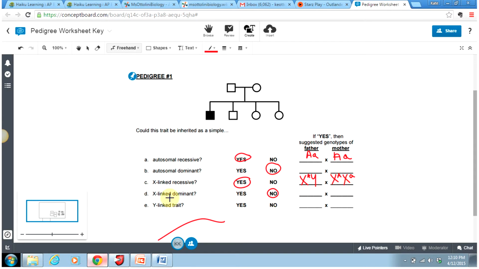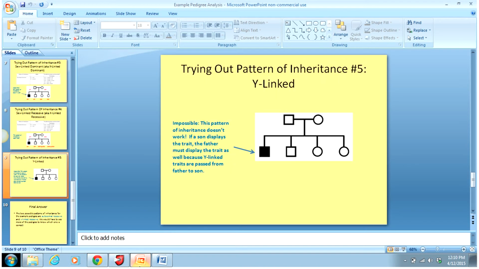The only other pattern of inheritance that we need to check for is Y-linked, which is when the gene is carried on the Y chromosome. There are a couple tricks that we can use to determine whether it's possible for a pedigree to be Y-linked or not. The first trick is if there are any females on the pedigree that show the trait, it is impossible for it to be Y-linked because females don't have a Y chromosome. In this case, that trick doesn't really help us because none of our females show the trait. So we're going to have to use our other trick.